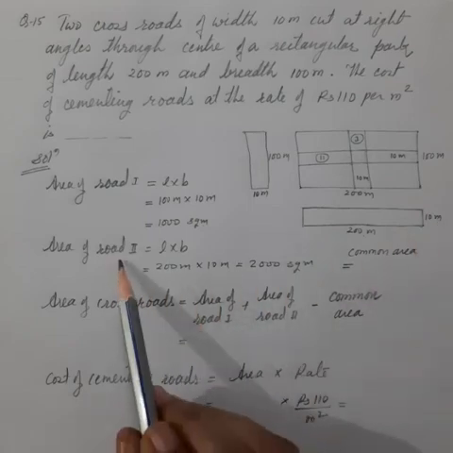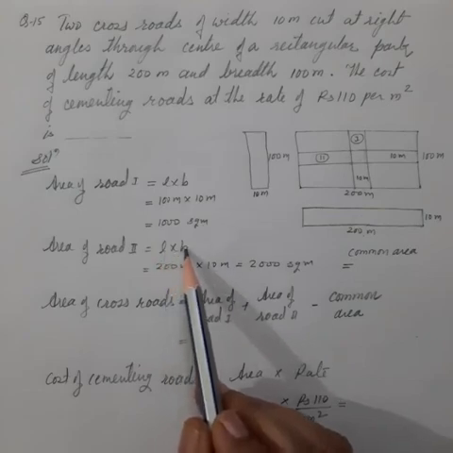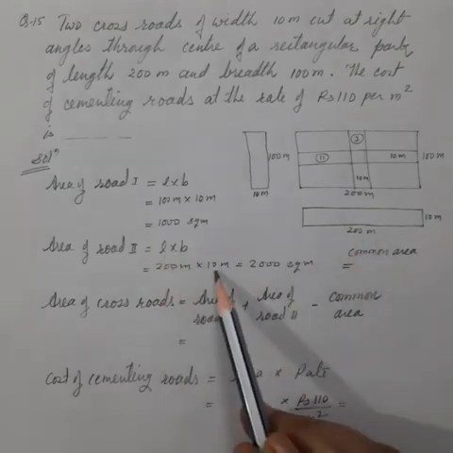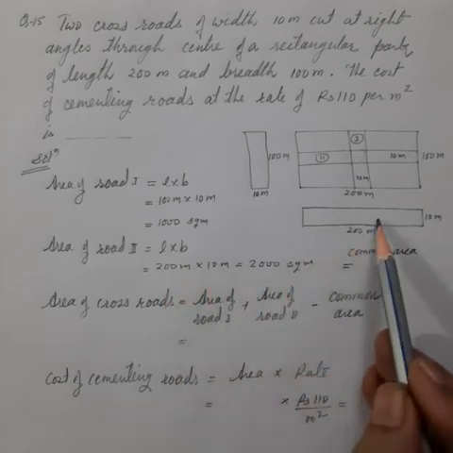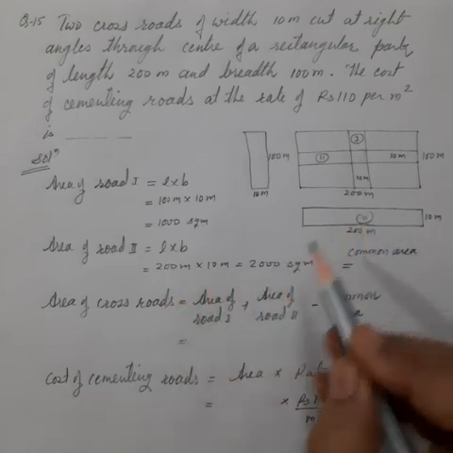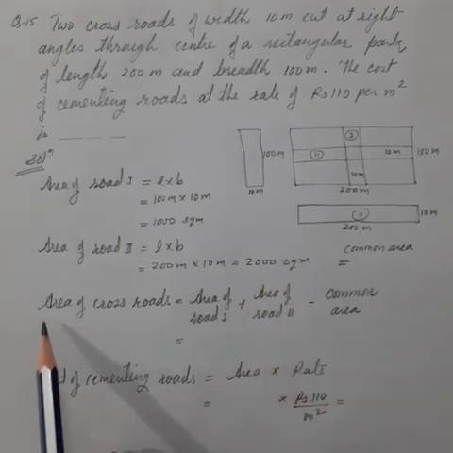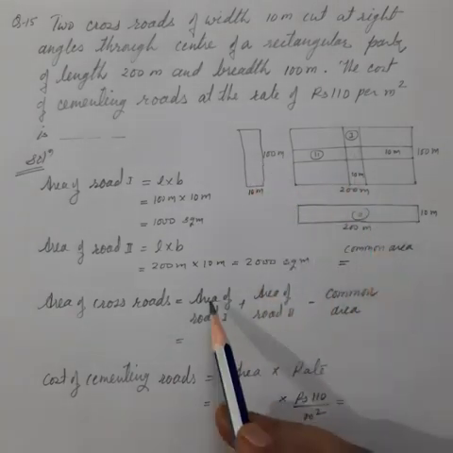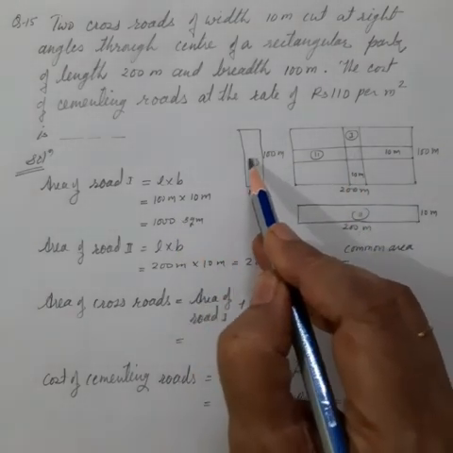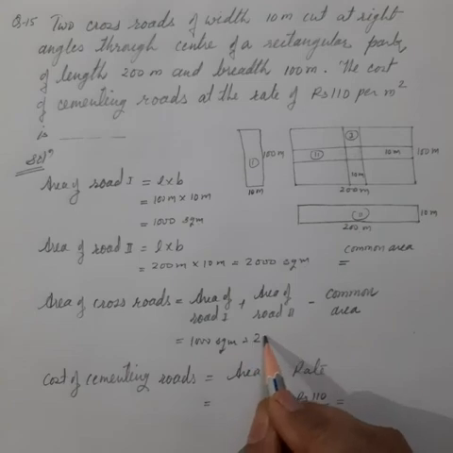So the area of road 2 is, again it is rectangular in shape, so length into breadth. Length is 200 meter, breadth is 10 meter. Multiply it. The area of road 2 is 2000 square meter. To find the area of crossroads, add these two areas. Area of road 1 is 1000 square meter and area of road 2 is 2000 square meter.